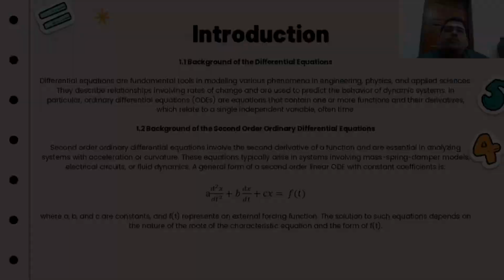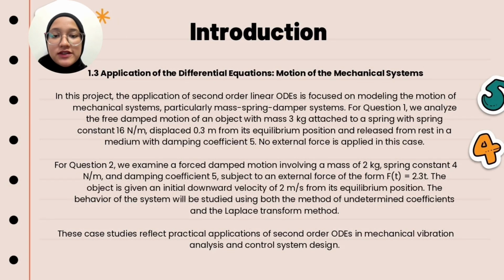form of f(t). Introduction 1.3 Application of the differential equation, motion of the mechanical system. In this project, the application of second-order linear ODE is focused on modeling the motion of a mechanical system, particularly a mass-spring-damper system. For question 1, we analyze the free damped motion of an object with mass 3 kg attached to a spring with spring constant 16 N/m. Displaced 0.3 meter from the equilibrium position and released from rest in a medium with damping coefficient 5. No external force is applied in this case.